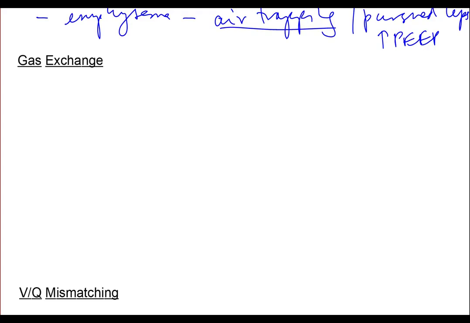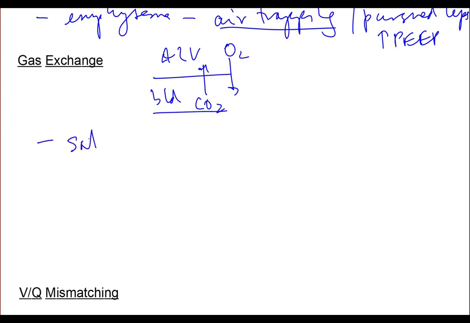Gas exchange is a pretty basic idea. It says that I've got an alveolar wall here, and I've got my blood here, and I have to exchange my gases. I have to blow my CO2 off, and I have to bring my oxygen in. So that's a pretty basic idea. The things we have to remember is that saturation is complete 1/3 of the way along the alveolus.